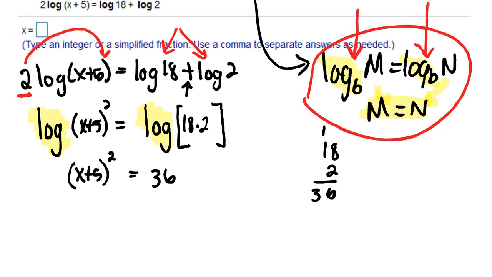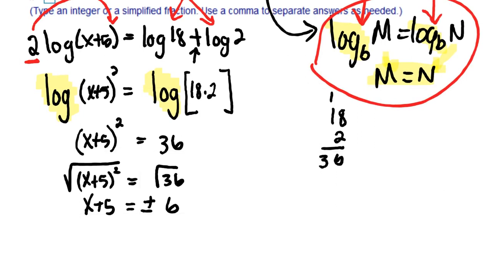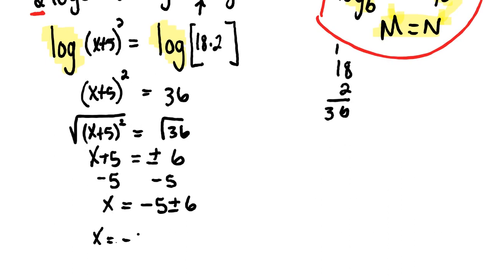The logs are gone, and this is a quadratic equation. I'll take the square root of both sides. The square root and the square cancel each other out, and I pick up a plus or minus sign on the other side. I get square root of 36 to be 6, and I'll subtract 5 on both sides, and that's x equals negative 5 plus or minus 6. Negative 5 plus 6 would be 1, and negative 5 minus 6 would be negative 11.